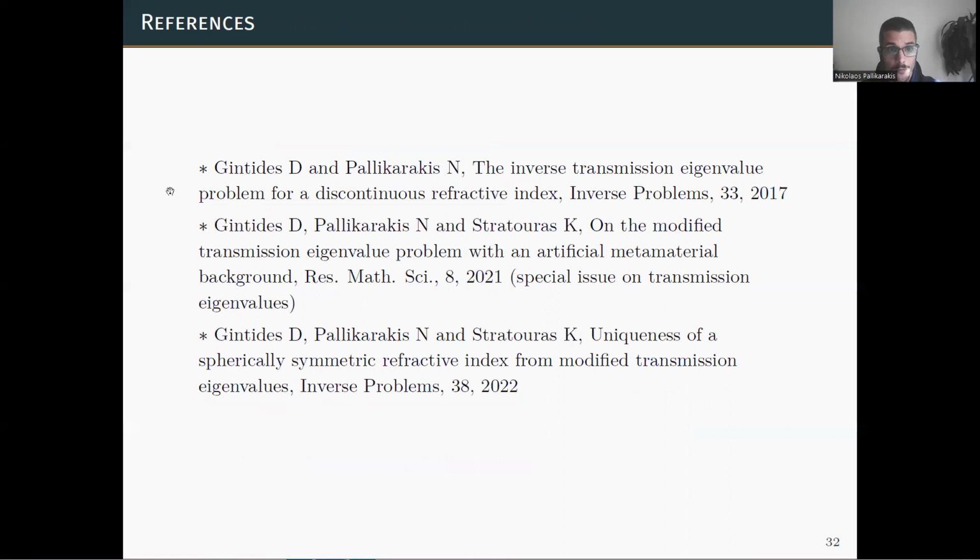The results of our work are mainly included in these papers. The first one was the discontinuous problem, and I also refer to my PhD thesis for this. The second was for the definition of the modified transmission eigenvalue problem in general domains. It was in the special issue of Research in the Mathematical Sciences. And the latest one is for the inverse spherical symmetric problem and its uniqueness, in the latest paper in Inverse Problems. I would like to thank you for your attention, and I'm looking forward to questions and comments.